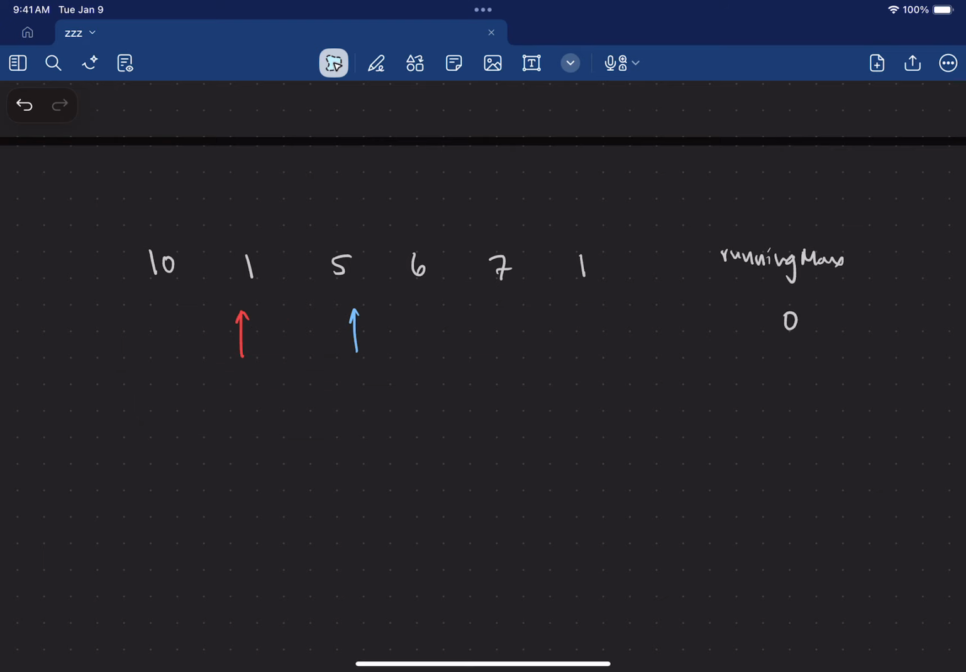Okay, so let's actually play that out just with that one optimization. So anytime we get a negative profit, we'll move the left pointer over.